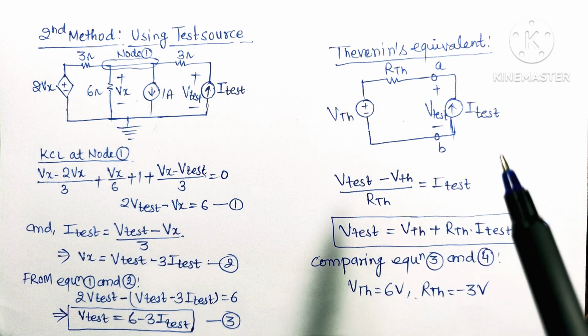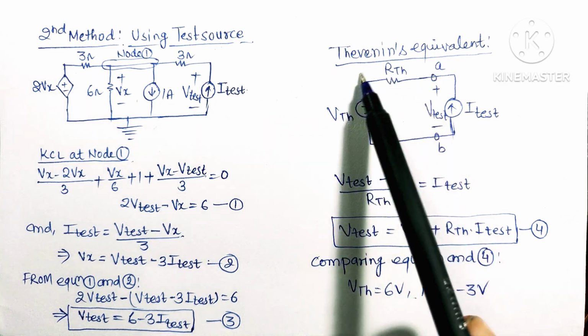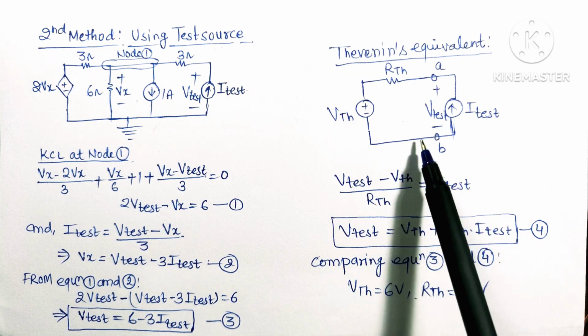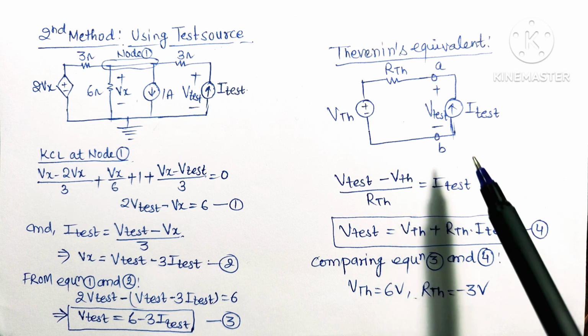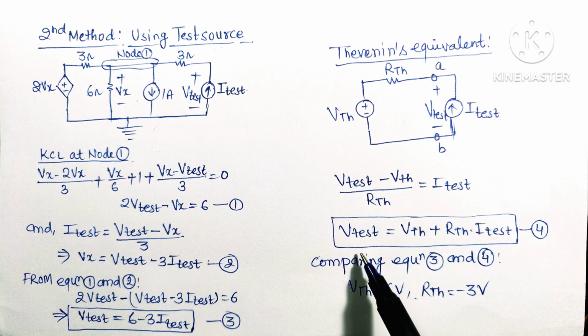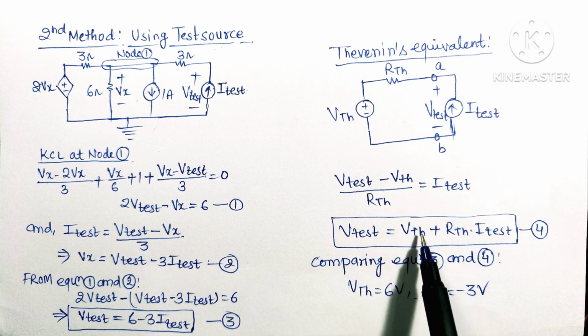As we know, if we want to find Thevenin's equivalent across terminals A and B, then the whole circuit will be converted to a voltage source and a resistance. This voltage source is named VTH, Thevenin's voltage, and the resistance is known as Thevenin's resistance, RTH. Since we have applied V test and I test across terminals A and B, from this circuit we can write I test is equal to (V test minus VTH) upon RTH. If we solve it, then we find V test is equal to VTH plus RTH into I test. Assume it equation number 4. Now if we compare equation number 3 and equation number 4, then we find VTH is equal to 6 volt and RTH is equal to minus 3 ohm.